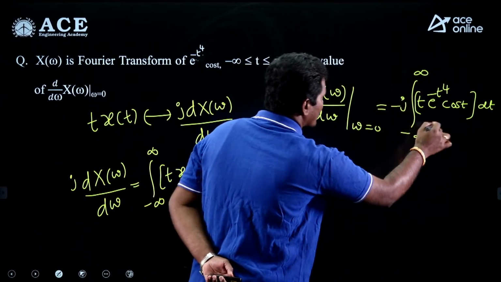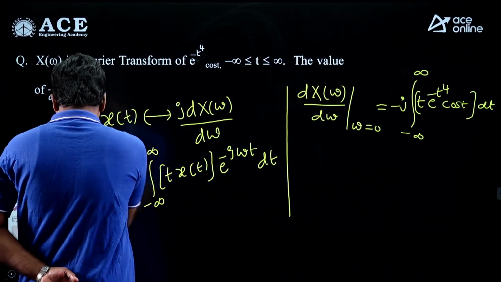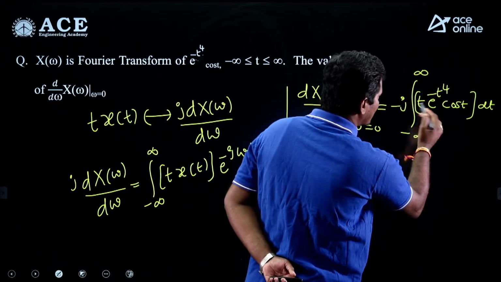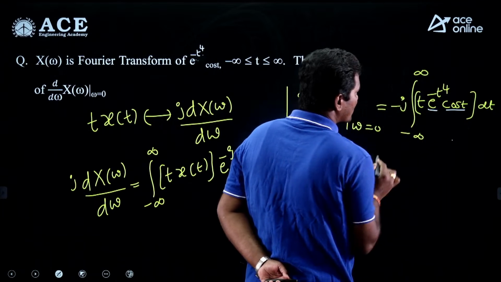So what is the value of this expression? You can solve it in a simple way. See here, it is nothing but the area under this signal. So cos t is an even signal, e power minus t power 4.